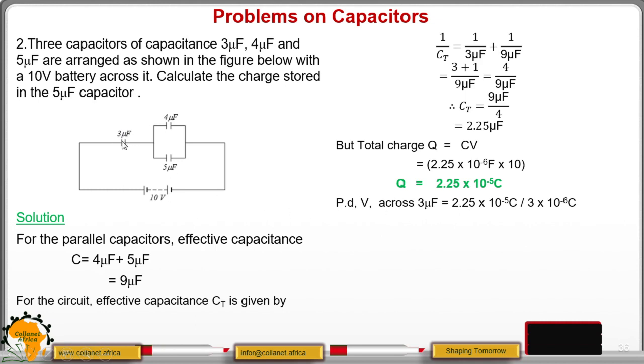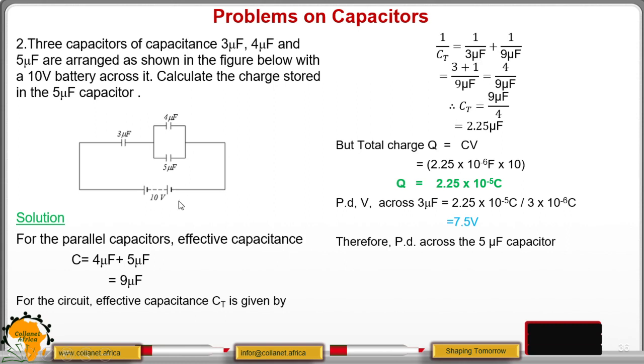So because this one is in series, the charge that is in here is the same as the charge that is coming from the external source, the total charge, which is 2.25 times 10 to the power negative 5. So by getting the voltage across 3 microfarads, we can get the voltage that is across these 2 parallel capacitors. So we have the PD across 3 microfarads equals 2.25 times 10 to the power negative 5 divided by the capacitance, which is 3 times 10 to the power negative 6.